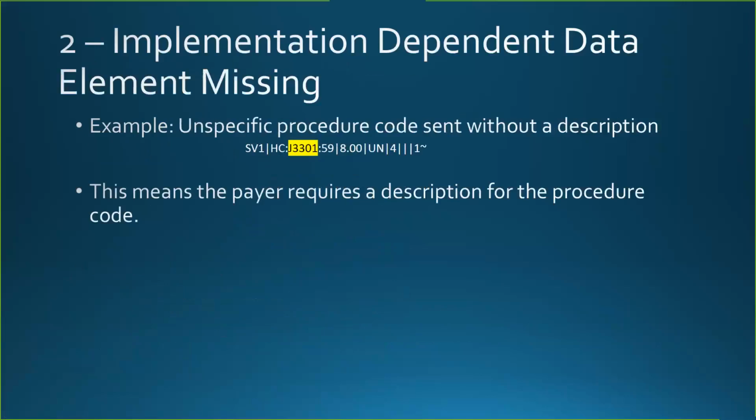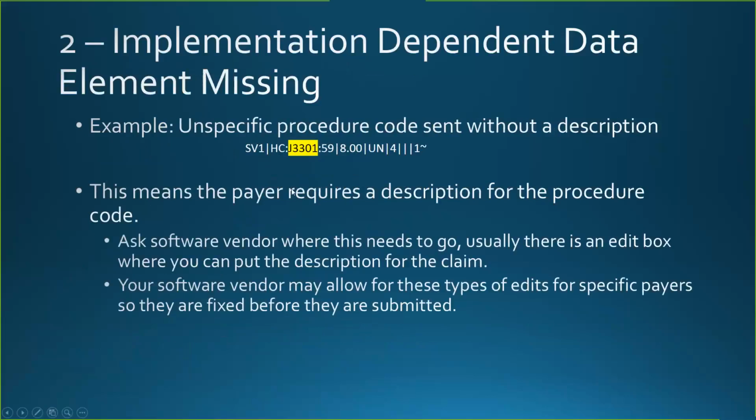The second most common 999 error is implementation dependent data element missing. So yeah, that's so helpful, isn't it? You know exactly what that means. So the most common example of this is that an unspecific procedure code is sent without a description. So here we have a ketamine injection, and that does require a note that explains what it is. So this means that the payer is going to require a description for that code.